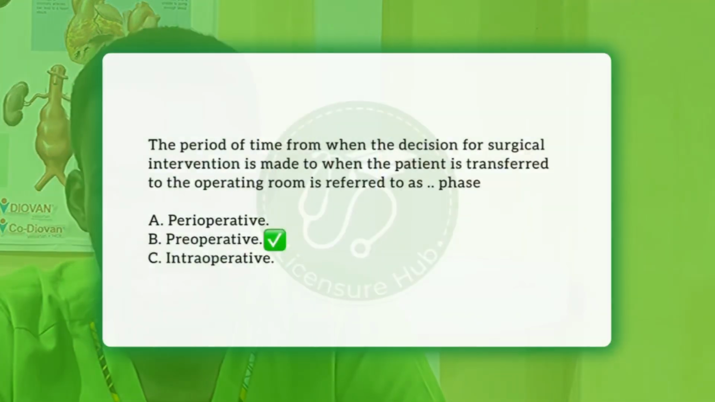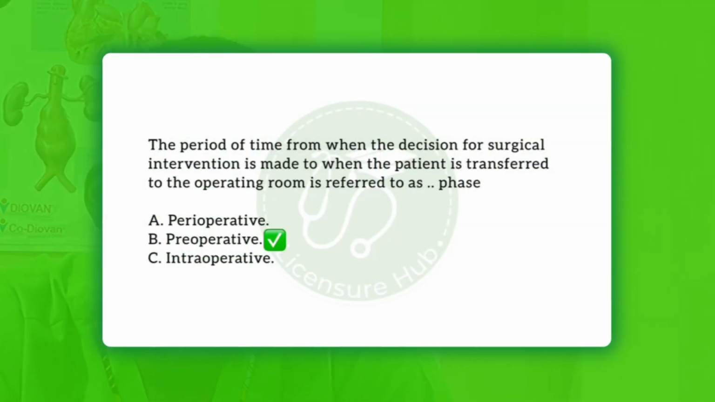The postoperative phase begins when the patient is received into the recovery room and subsequently transferred back to the ward. And so per this explanation, looking back at the question, they were asking us that the period of time from when the decision for surgical intervention is made to when the patient is transferred to the operation room is referred to as what phase? The best answer here that defines this phase is the preoperative phase. And so that makes option B our correct answer.